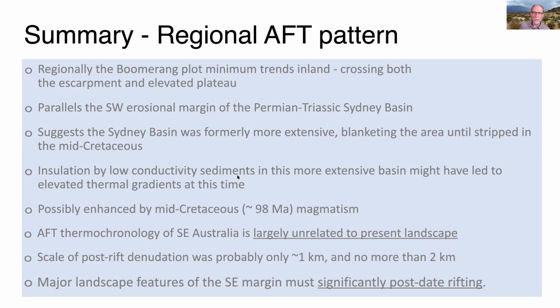Insulation by low conductivity sediments in this more extensive basin may well have led to elevated thermal gradients at that time, possibly enhanced by the chain of mid-Cretaceous magmatic bodies of that age. And the apatite fission track thermochronology of southeastern Australia is largely unrelated to the present landscape. The scale of post-rift denudation was probably only about 1 kilometre, consistent with what we actually see on the escarpment, and the major landscape features of the southeastern margin must significantly post-date the time of rifting.